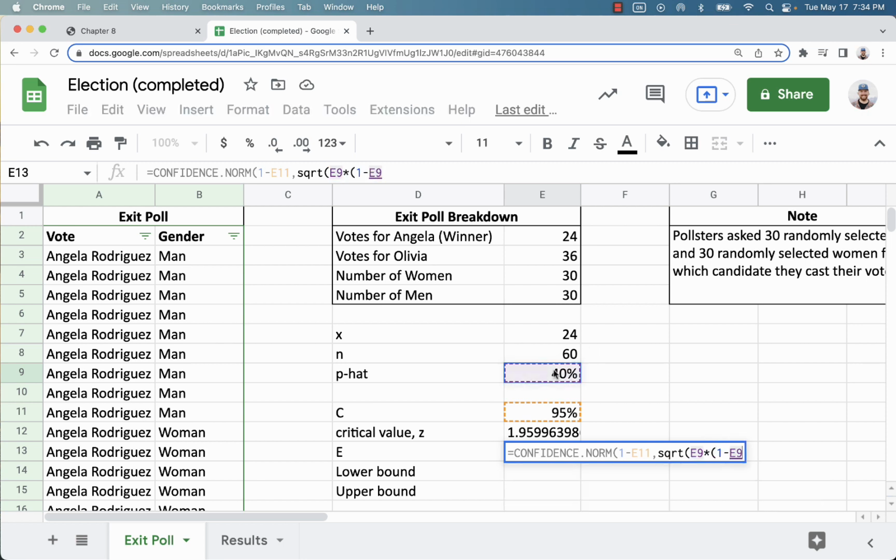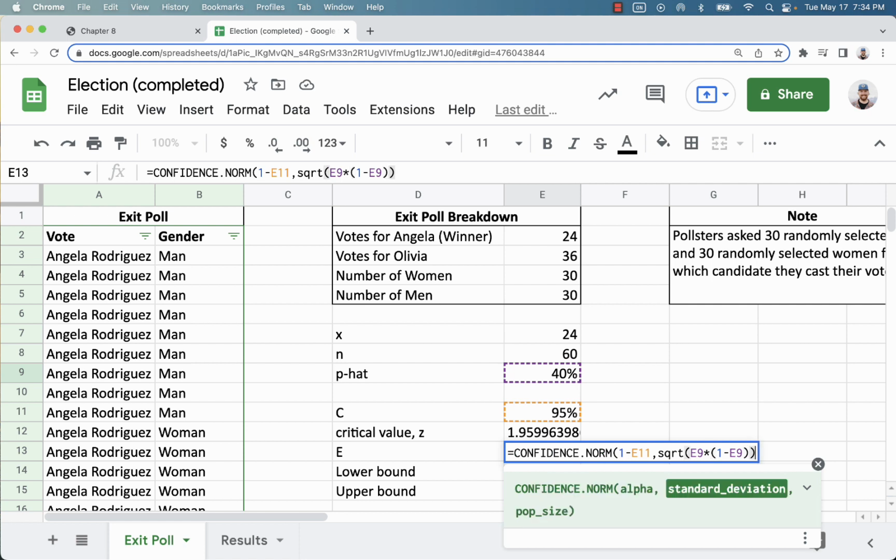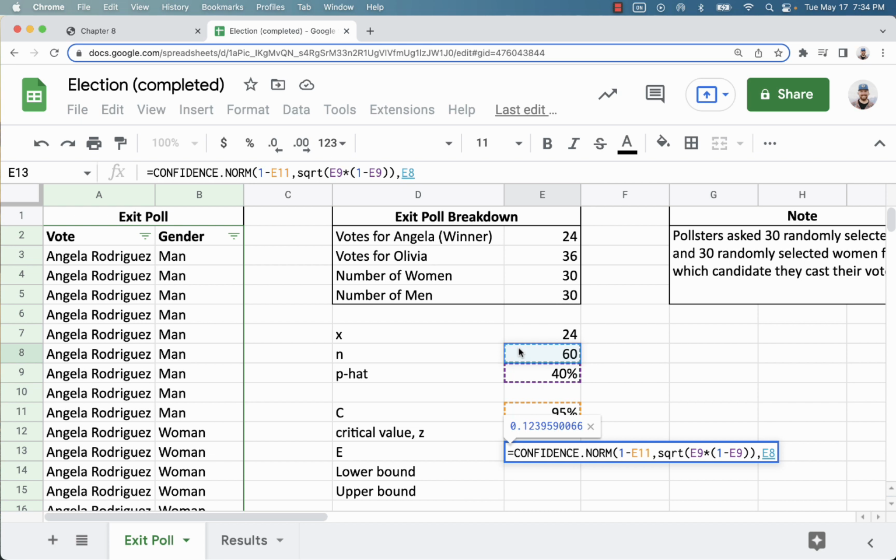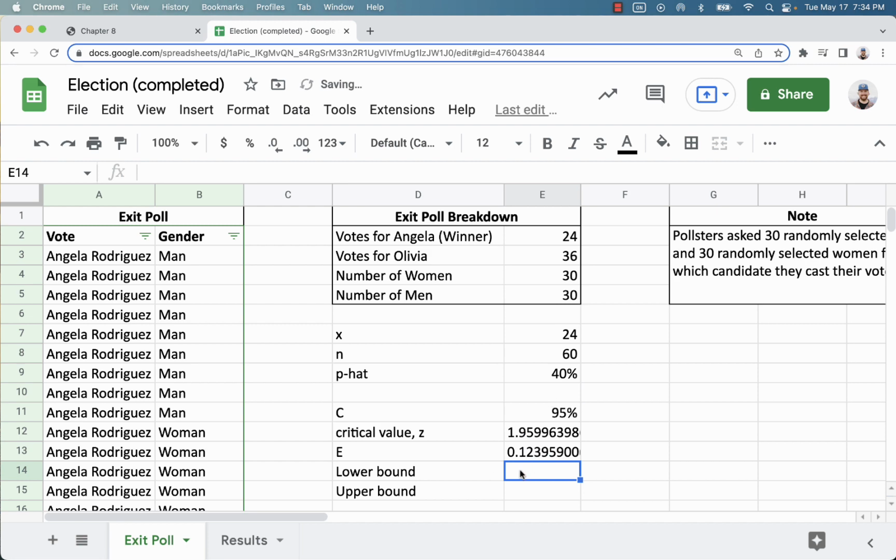And that's a little confusing. Usually you divide by n, but I'm just letting you know they're going to divide by that n within the square root automatically. And then lastly, population size. I can use a cell reference there as well. Or you can type in these numbers as you go. So that's about a 12% margin of error.